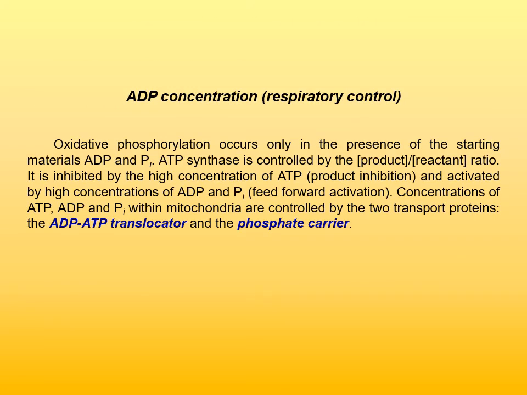Oxidative phosphorylation occurs only in the presence of the starting materials, ADP and phosphate. ATP synthase is controlled by the product-reactant ratio. It is inhibited by a high concentration of ATP, so product inhibition, and activated by high concentrations of ADP and phosphate, feed-forward stimulation. Concentrations of ATP, ADP, and phosphate within mitochondria are controlled by two transport proteins, the ADP-ATP translocator and the phosphate carrier.